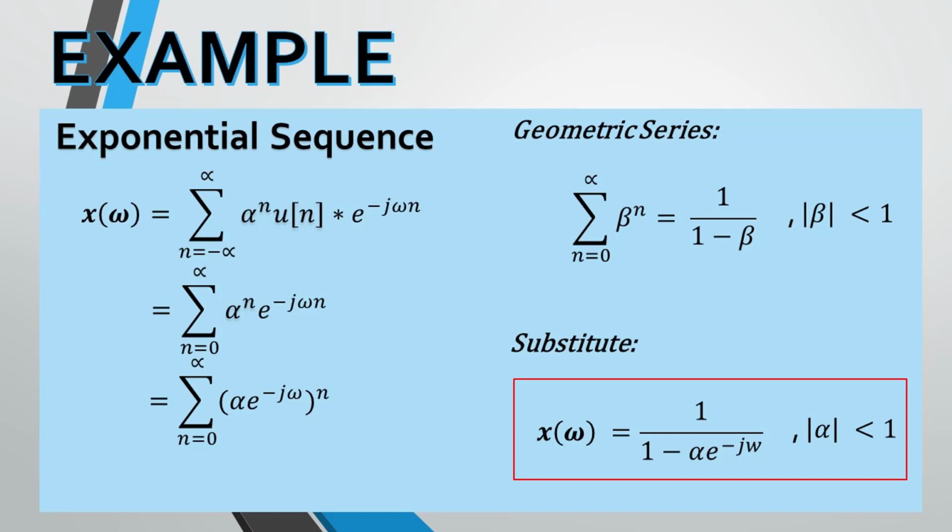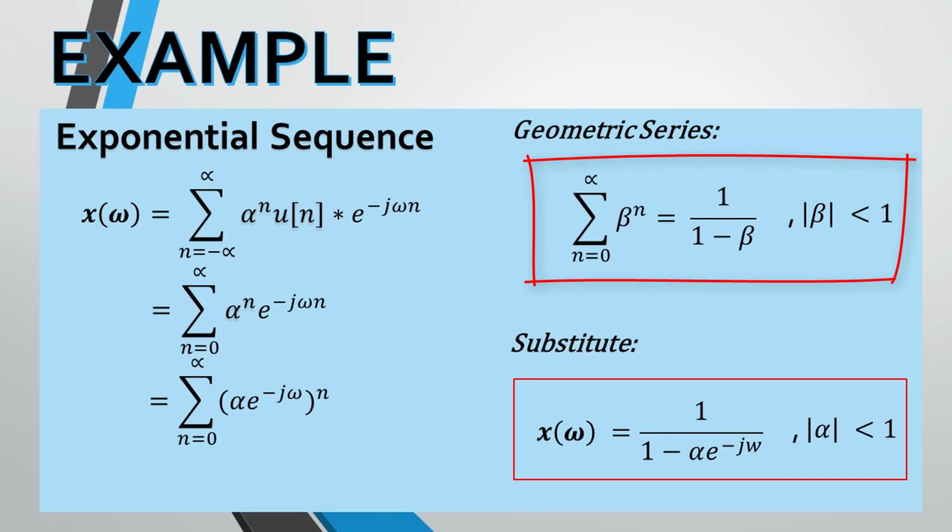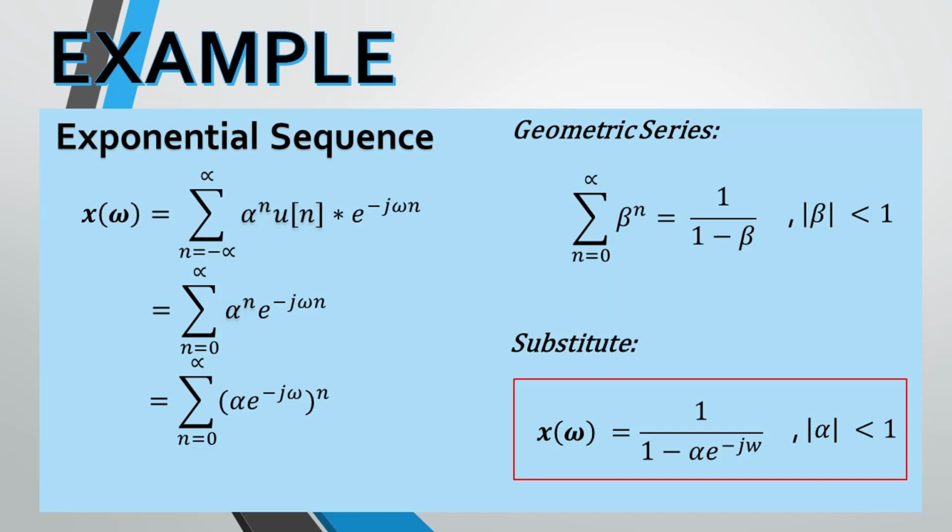At this point, we can recall the geometric series formula, which is the summation of beta raised to nth power from 0 to infinity is equal to 1 over 1 minus beta, such that the absolute value of beta is less than 1. So we will apply this formula to our expression X of omega. We can identify beta as alpha e raised to negative j omega, and that will give us a result of 1 over 1 minus alpha e raised to negative j omega, such that alpha is less than 1.